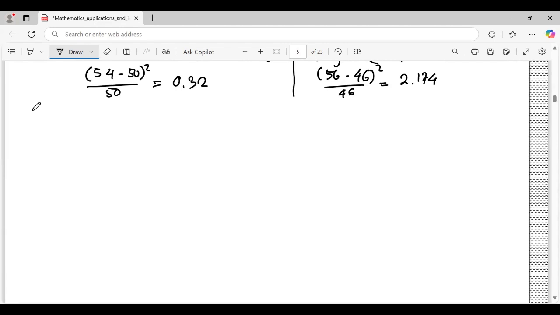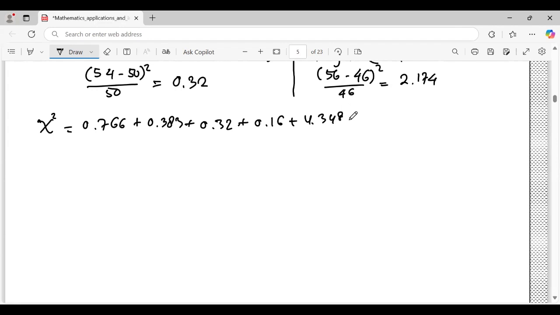So the chi-square total is 0.766 plus 0.383 plus 0.32 plus 0.16 plus 4.348 plus 2.174, which is 8.151.